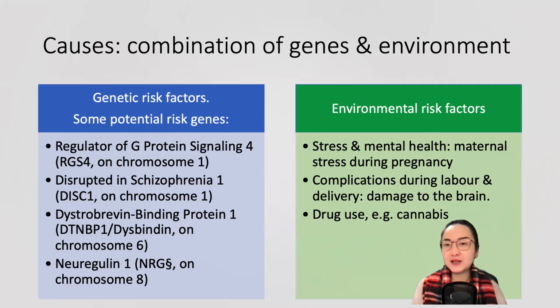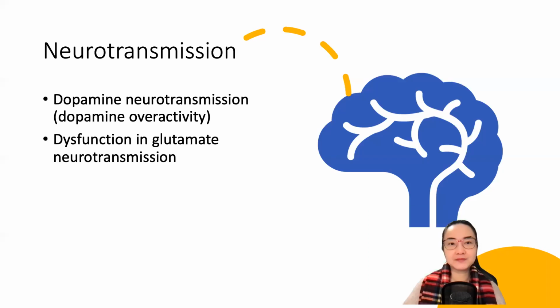Environmental risk factors include stress and mental health, maternal stress during pregnancy, complications during labor and delivery, which can cause damage to the brain, and then drug use, for example, cannabis. With regards to neurotransmission, there are two neurotransmissions related to schizophrenia. Dopamine neurotransmission, there is a dopamine overactivity in schizophrenia disease. There is also dysfunction in glutamate neurotransmission.